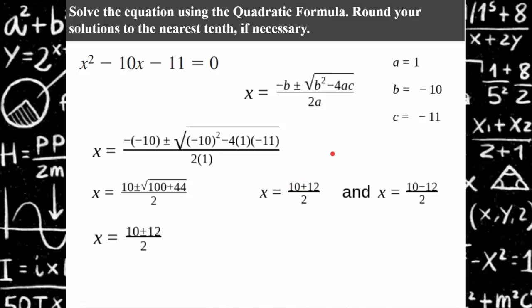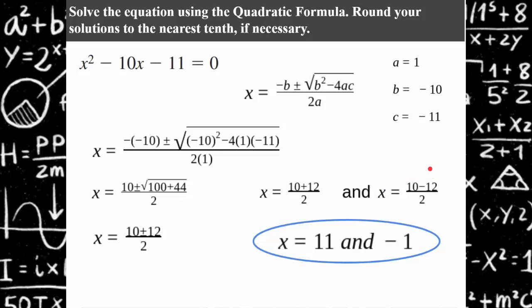Now I divide it into two equations. I have x equals 10 add 12 divided by 2, and x equals 10 subtract 12, all divided by 2, resulting in my two solutions of 11 and negative 1. 10 plus 12 is 22, divided by 2 is 11. 10 subtract 12 is negative 2, divided by 2 is negative 1. So the solutions to this quadratic function are 11 and negative 1.